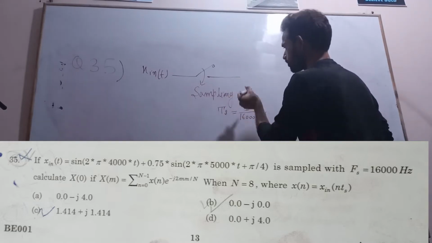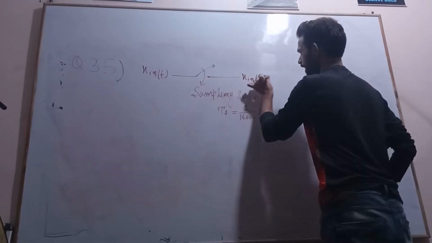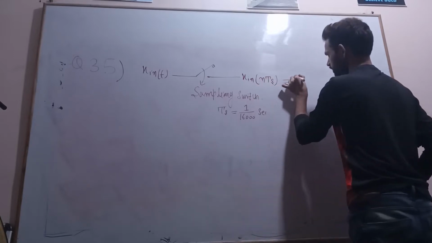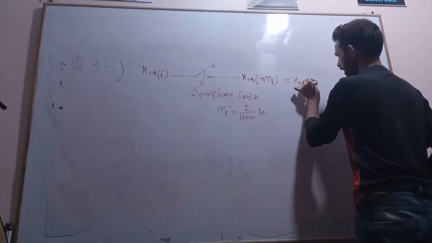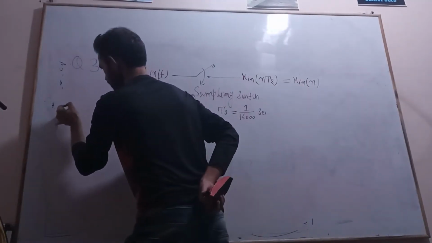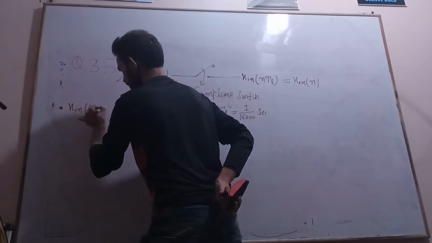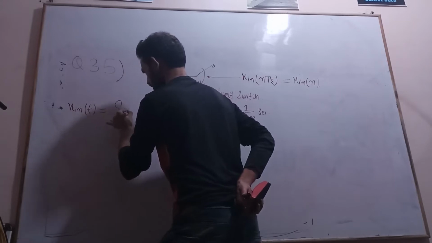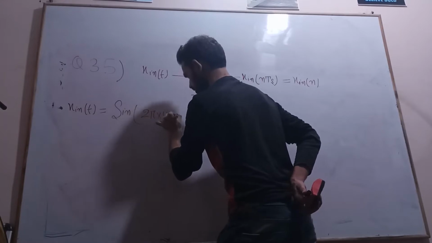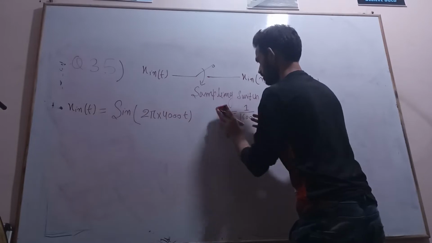Here we will get x in of nTs, which is equal to x in of n. x in of t is given as sine 2 pi into 4000 t.